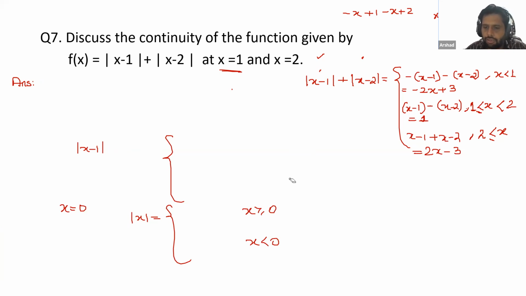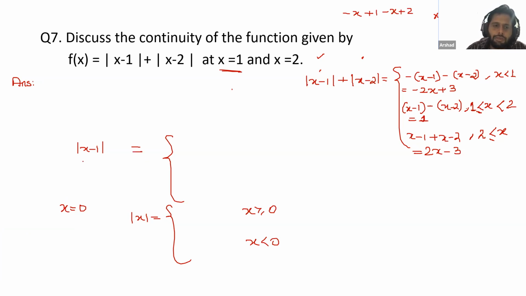Continuous at 1 and discontinuous at 2. Let me check. First is correct, x is equal to 1, it is fine. Please check for 2. Again, check for 2.